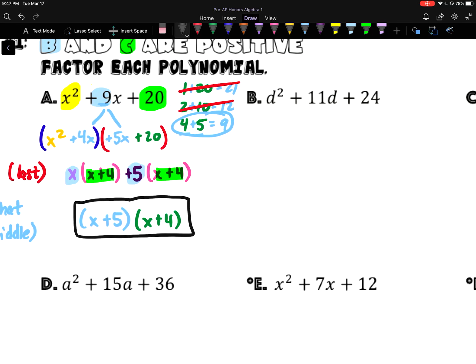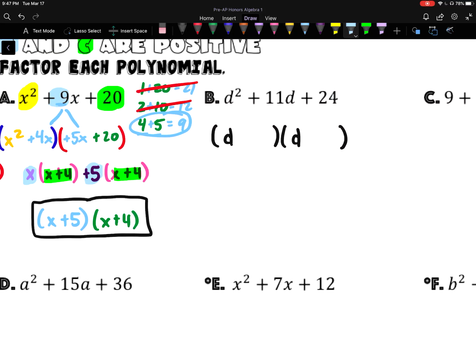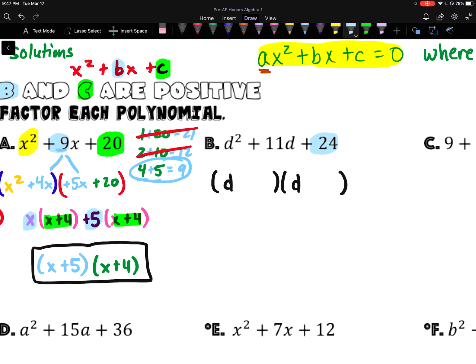So in example B, when we take a look at this one, I'm going to show you not necessarily a shortcut, but we know two things that are going to multiply to d squared. The only thing that's going to multiply to d squared is d times d. So even as a shortcut, you can say, okay, I'm going to set up two sets of parentheses where d is in the first part of both. Now I'm looking for two numbers that multiply to 24, and this is where your diamond math problems come in. So multiply to 24, and I want those same two numbers to add to 11.